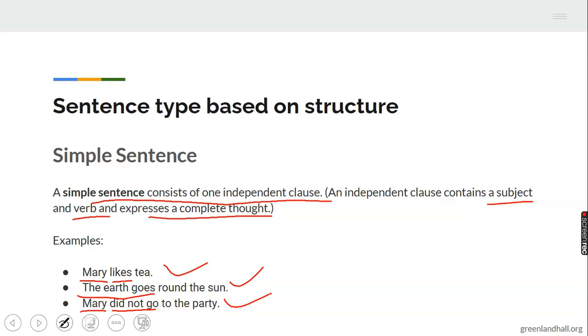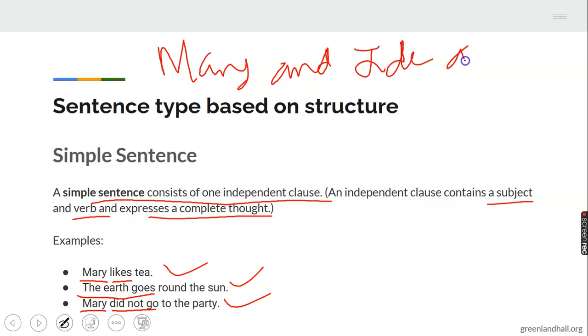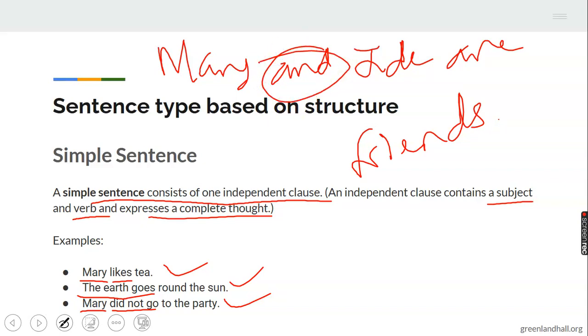You can see no conjunctions. Although at times you can add one, let me give you where you can add a conjunction. When you have Mary and Chide are friends. This is still a simple sentence, even with the conjunction here. Mind you, this is the subject and the verb. Like I said, simple and short.